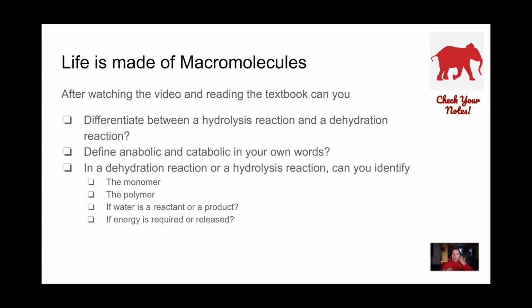So your job for this section is to differentiate between these two major types of reactions, dehydration synthesis reactions and hydrolysis, define anabolic and catabolic in your own words, use everyday words to describe them, and see which reaction you can assign those two terms to. And then finally, characterize hydrolysis reactions and dehydration synthesis reactions in these four ways. What is the monomer that would build the polymer? What is the polymer that can get broken down into a monomer? What are the reactants and what are the products? And is energy either required to make this happen, or is energy released?